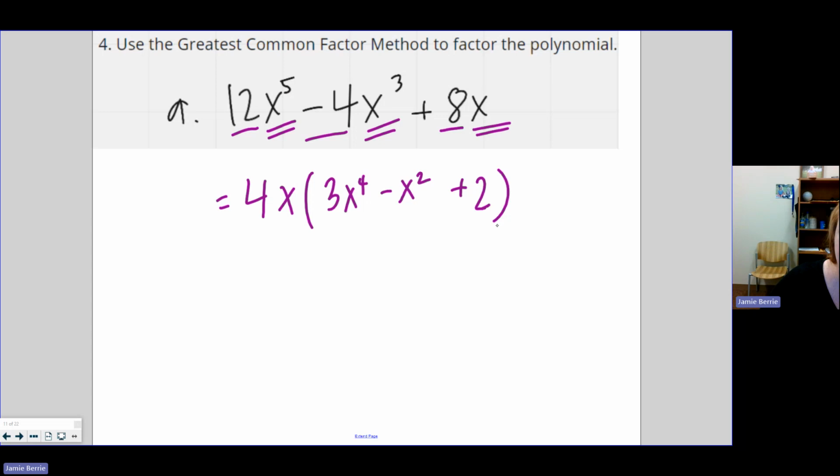You can double check just by looking inside your parentheses here. Make sure that there's nothing left in common. 3, -1 and 2, those have no common factors. And then we have 4 x's, 2 x's, and no x's. So we know that we have pulled out everything that we possibly could.